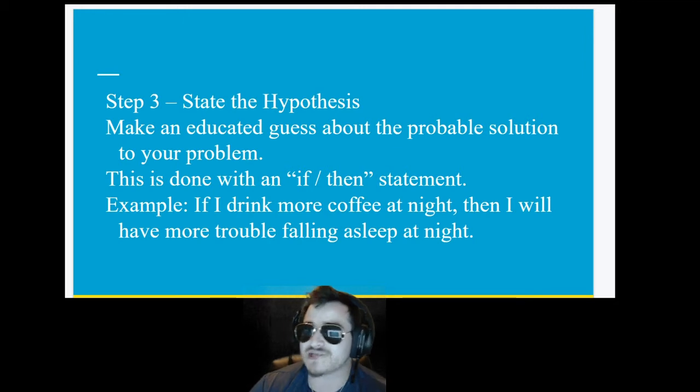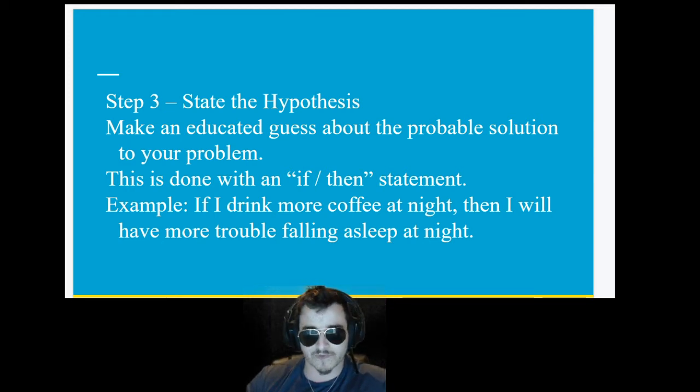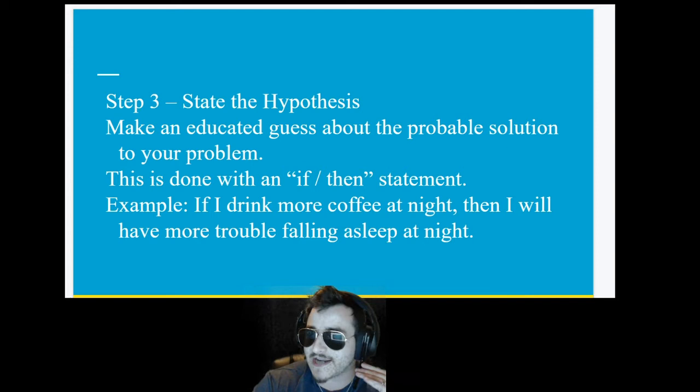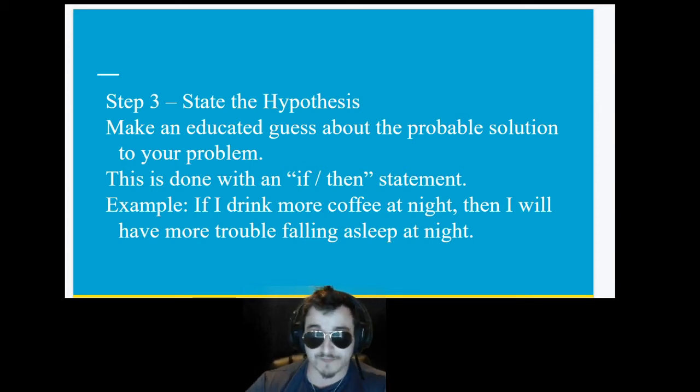And then we are going to state our hypothesis. And in chemistry, we're very picky about this. Your hypothesis, which is your educated guess about a potential solution to this problem, must be written in an if-then format. If this condition is met, then this result will ensue. Example, if I drink more coffee at night, then I will have more trouble falling asleep at night. We're not really explaining why that is in our hypothesis. It's a very plain example, right? We're going to let the experiment do the rest of the talking for us. But we have to have an if and a then in our statement, okay?